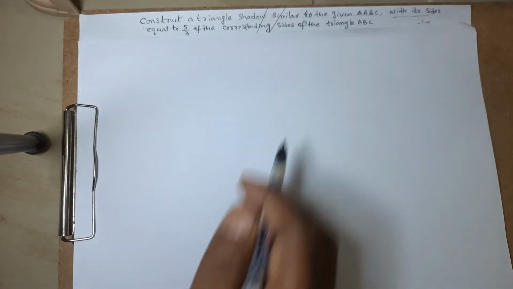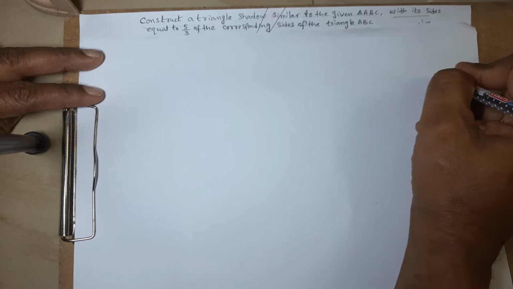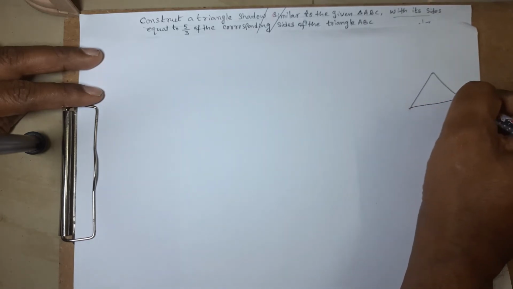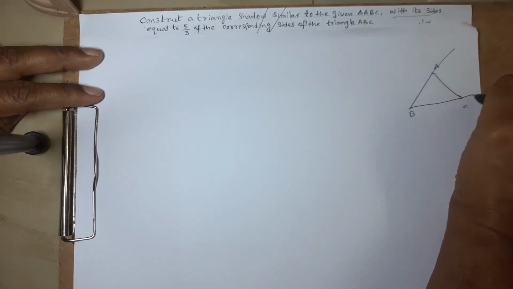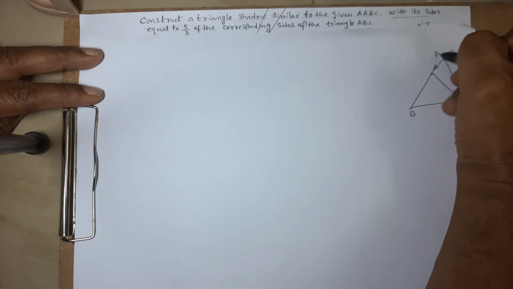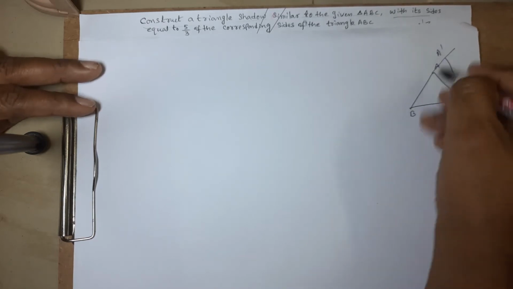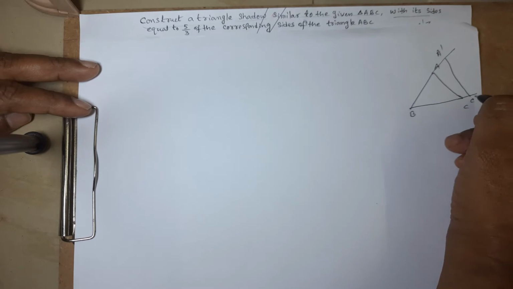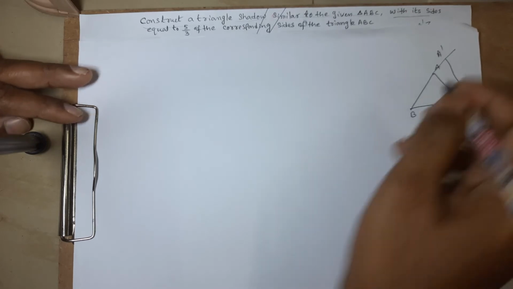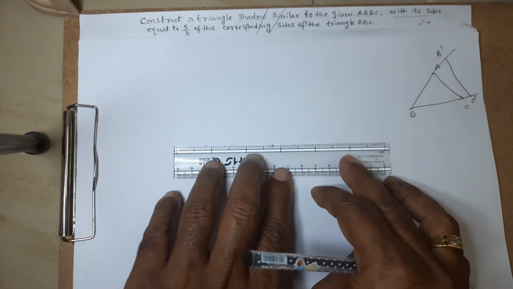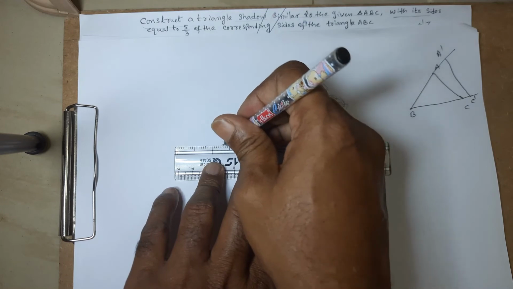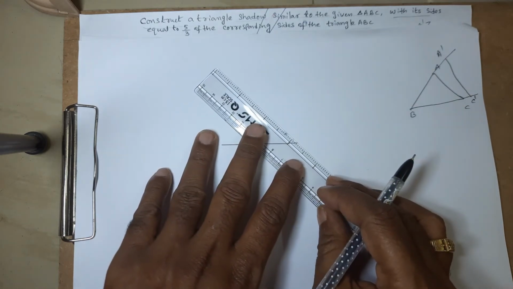Consider a triangle similar to the given triangle ABC with its sides equal to 5 by 3 of the corresponding sides of the triangle ABC. So first we draw a rough sketch for this. Here ABC is a triangle. We have to consider another bigger triangle which is similar to ABC. A'BC' is another similar triangle which is bigger than triangle ABC. Here we will construct a triangle with some convenient measurements like this.